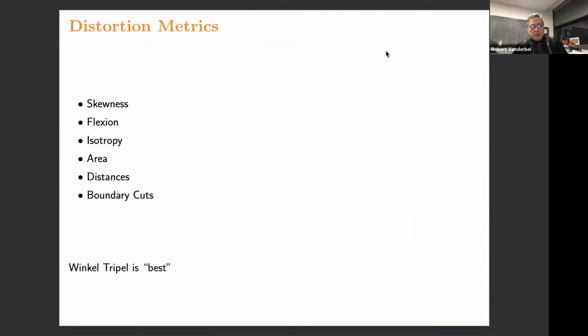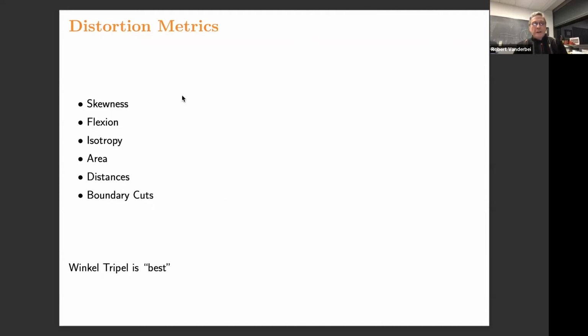Okay, so there's lots of distortion metrics: skewness, flexion, isotropy, area, distances, boundary cuts. And my colleagues Goldberg and Gott spent much of their lives doing research into this and finding which projections optimize. But of course, as we're optimization people, operations researchers, we know that if there are 6 different objectives in an objective function, what's optimal depends on how you combine these six different objectives. And that's not 100% clear, but people in cartography have spent a lot of time thinking about and discussing it, and that's not the topic of today's conversation.